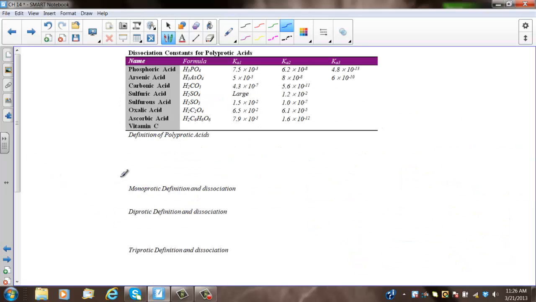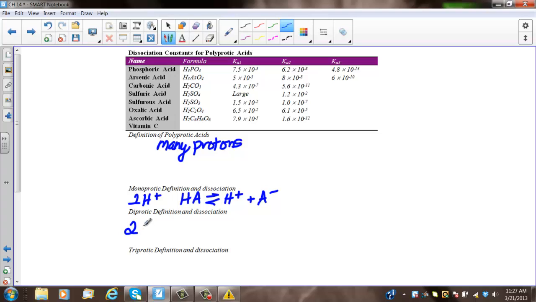Let's take a look at polyprotic acids. First of all, poly means many. Protic refers to protons, so it refers to many protons. What we're talking about here is an acid that is either monoprotic, diprotic, or triprotic. For a monoprotic acid, we have 1 proton, and if we were to write a dissociation reaction, it would simply be HA dissociates into H plus and A minus.